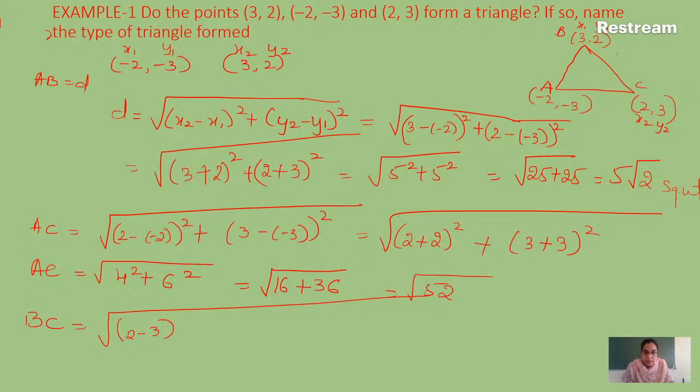2 minus 3 whole square plus 3 minus 2 whole square. Each and every time you should remember the formula here. 2 minus 3 is minus 1 whole square plus 1 whole square. You are going to get 1 plus 1, that is nothing but root 2.